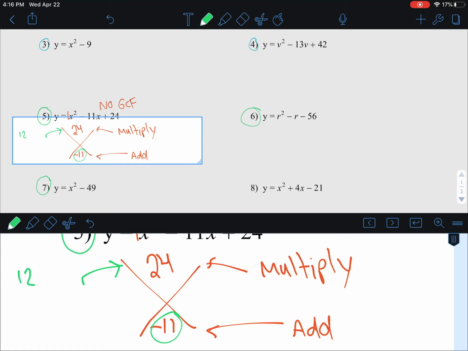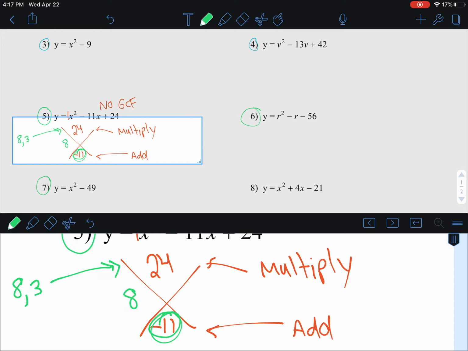Okay, how about 12 and 2? Well, 12 plus 2 is 14, and 12 minus 2 is 10. Can't get to 11. 24 and 1. Again, I know I'm probably being annoying here, I'm going through all the other cases. But 25 and 23, that doesn't work. The one that could work is 8 and 3. 8 times 3 is 24, and 8 plus 3 is 11. Well, I need negative 11.